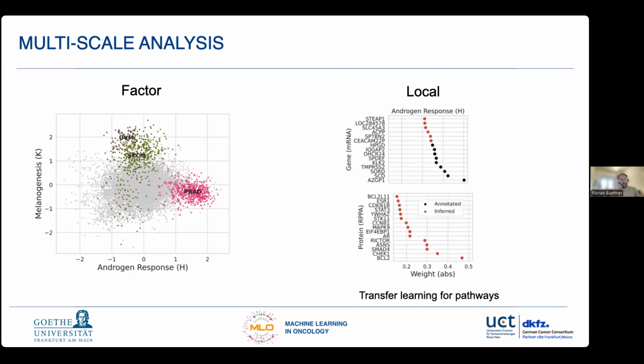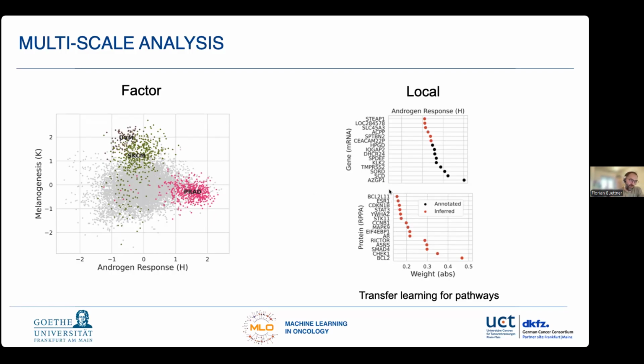And another thing that we can do is look at other data views, because we've only informed the mRNA data view, but because the factor is shared across all data views, they can be interpreted via the same pathway. So we know that also in the proteome, this factor will explain androgen response in the context of cancer.